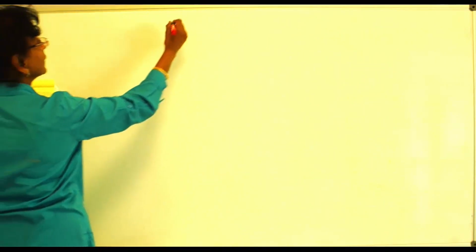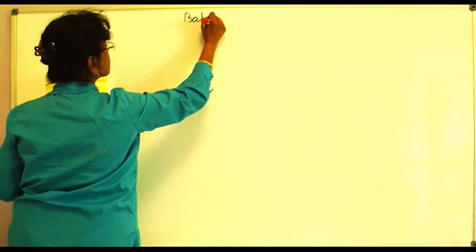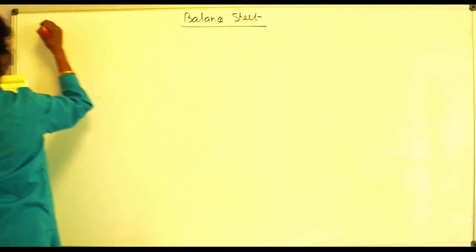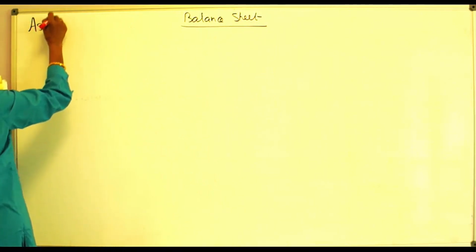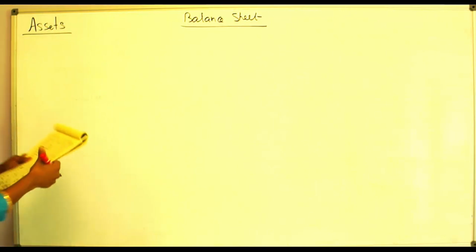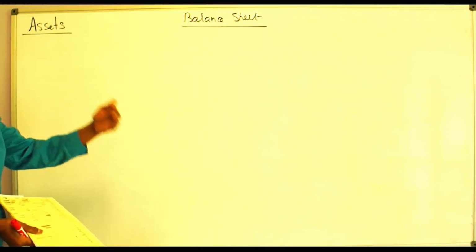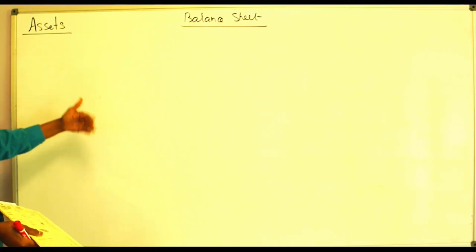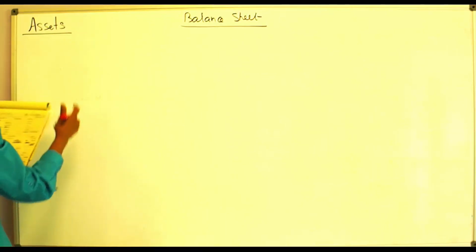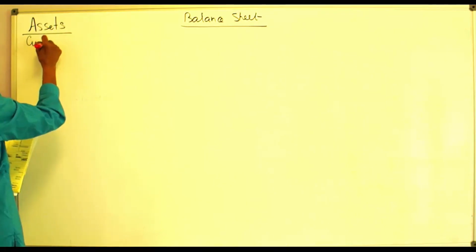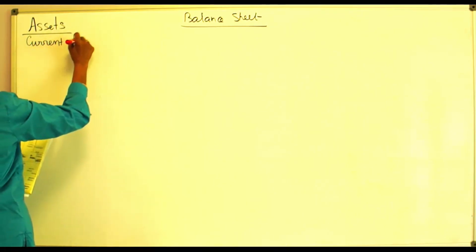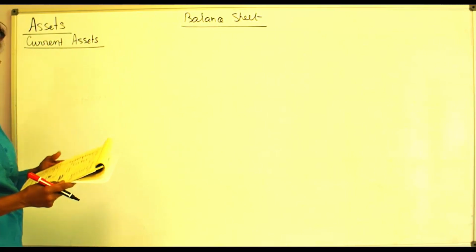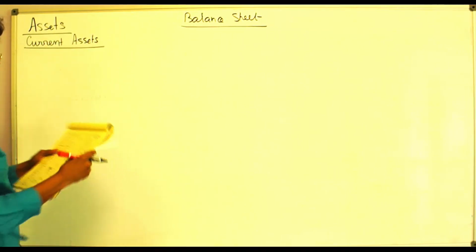So here, balance sheet. First you list all your assets. First you list your current assets or short-term assets, and then you will list your non-current assets, otherwise called long-term assets. So first comes your current assets. Again, these accounts are coming from your adjusted trial balance.